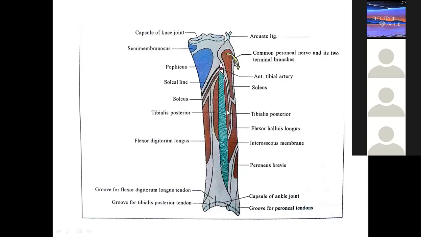Now see here, this is the posterior view of the fibula. In the posterior view of the fibula, the same soleus muscle is here, beta. That means from the posterior surface, from the upper 1/3, we have the origin of soleus. Soleus is pierced by the common peroneal nerve. Already we know the neck is related to the common peroneal, no? So it's piercing this muscle.